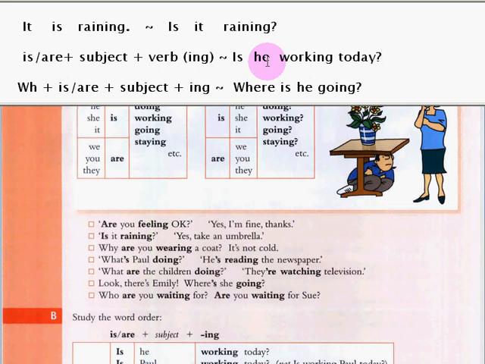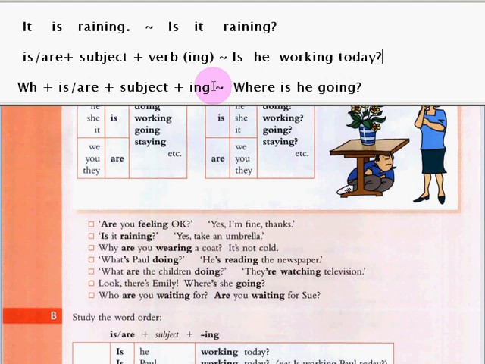Now, for the last one, I told you too that we can use our WH question words when we are making questions in the present continuous form. So, we make questions this way: our WH question word plus is or are plus the subject plus the verb in ing. I hope you still remember our WH question words. We have who, what, when, where, why, and how, right?